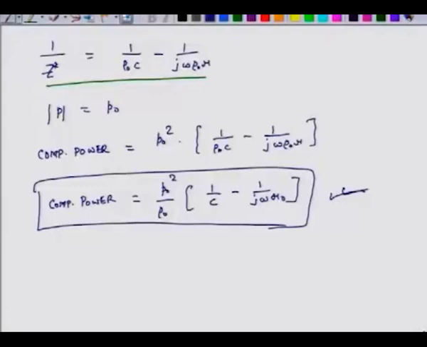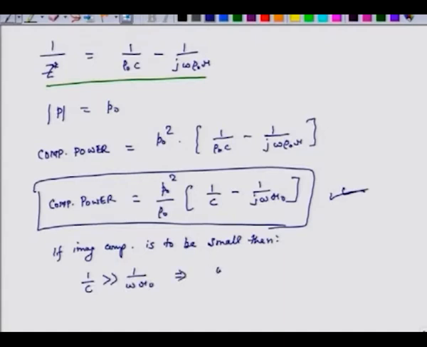Now, if we want to make this imaginary component small, then 1 over c should be very large compared to 1 over omega r naught, which means that omega r naught should be extremely large compared to c, which means r naught should be extremely large compared to c over omega.